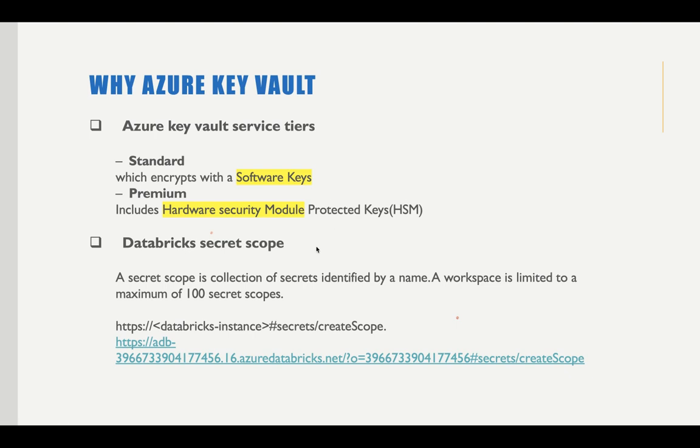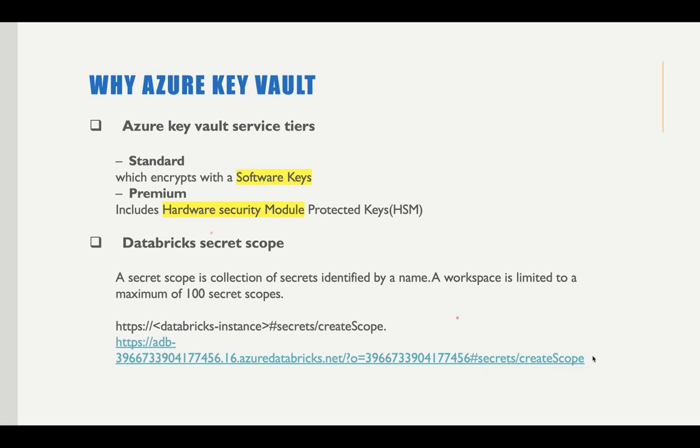And we are going to create a Databricks secret scope to use that Azure Key Vault user ID and password and connect to the Azure SQL database. So Databricks secret scope is nothing but a collection of secrets identified by name. All the Key Vault user IDs and passwords can be accessed using that secret scope. This is one common scope which will contain many secrets. We can create the secret scope using the Databricks URL and appending #secrets/createScope.